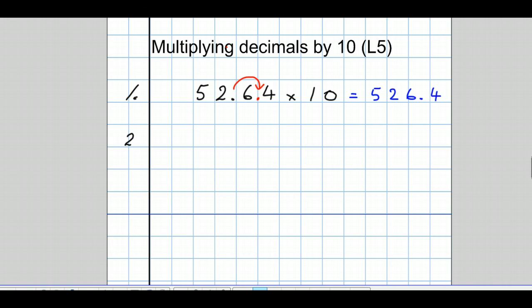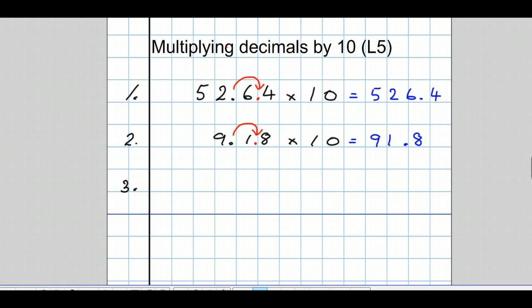Question 2. Another example. 9.18 times 10. Move the decimal point one place to the right. And there's our answer. 91.8. All the figures are the same, it's just the decimal point that's moved one place to the right.